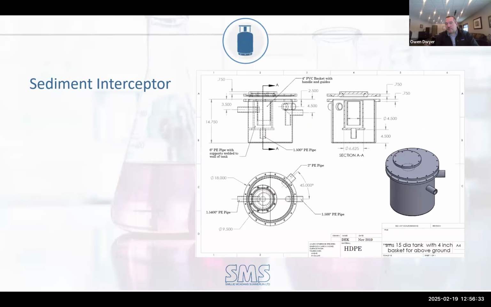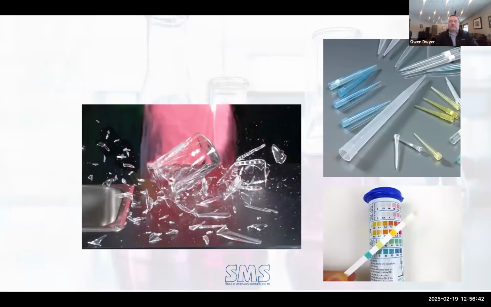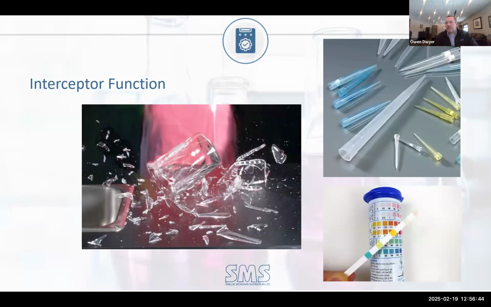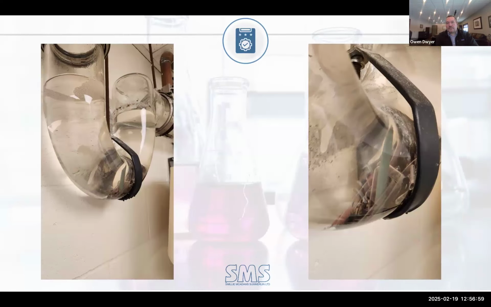Interceptors, as I mentioned in the previous slide, can be added into the tank as an option, an integral interceptor, so you don't have to worry about the additional space. But this is what you're trying to intercept, especially in a university or college lab, even in hospitals: broken glass, litmus paper strips, and Eppendorf pipette tips. That's what you're going to see blocking these systems.